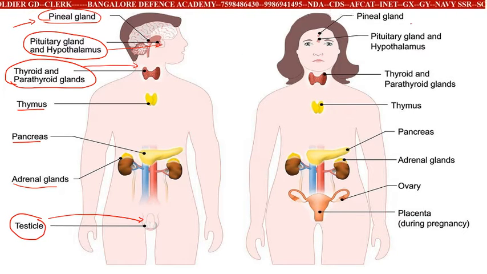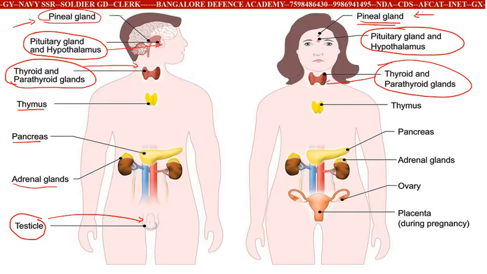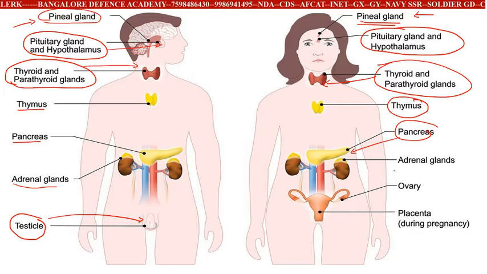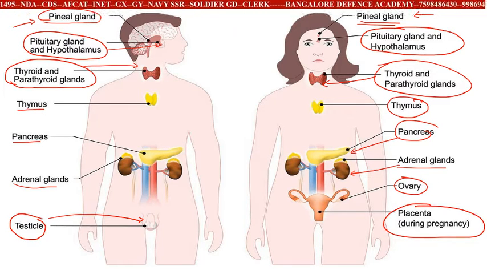On the right hand side you have a female body. Now let us understand the glands present here. The pineal gland is present in the brain. Then you have the pituitary gland and hypothalamus. Then you have the thyroid and parathyroid glands in the neck. Then you have the thymus. Then you have the pancreas situated near the liver, and the adrenal gland situated on the kidney. Then you have the ovary. The only difference here is that for male it will be the testicle, and for female it will be the ovary and placenta.